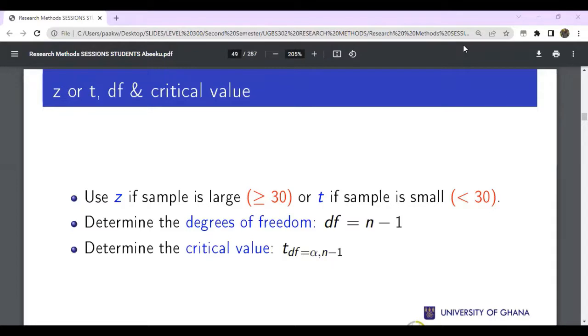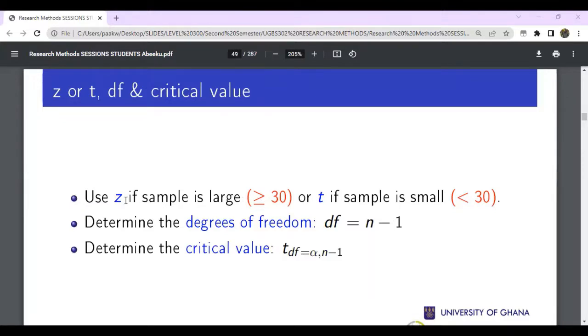Then we move on to step 3. Step 3, you determine your p-value. The p-value of the test statistic. So the second, you determine the p-value of the second step. That's your test statistic. Then you use that to make a decision and conclude. And in making a decision and concluding, we have 2 approaches. We have the critical value approach and the p-value approach.